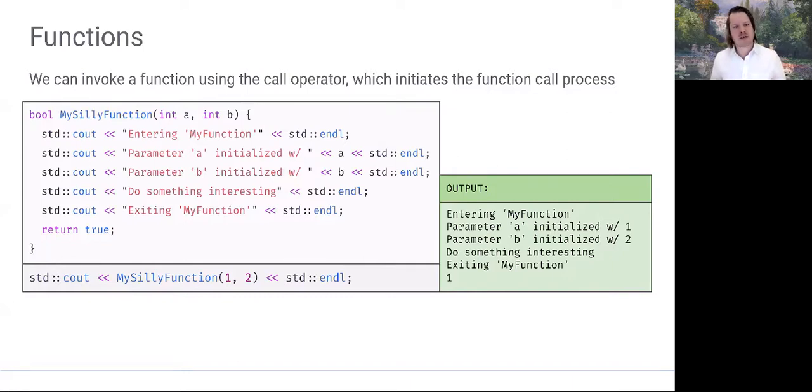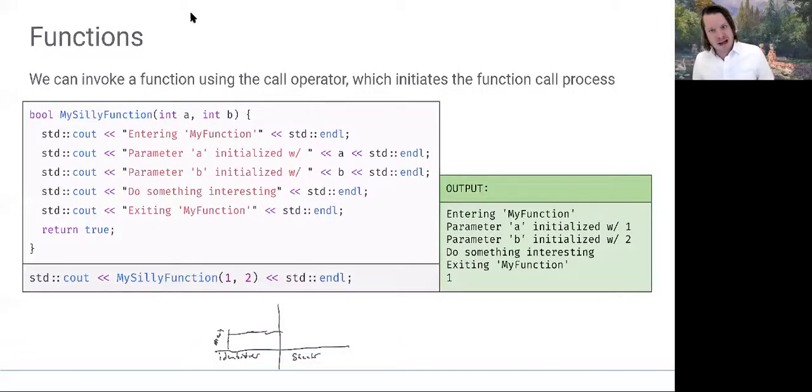It's doing nothing interesting. It's printing to std out, entering my function, parameter a initialized with whatever value is stored in a at this point, parameter b initialized with whatever is stored in b. Then do something interesting, but it's not going to. That's why it's silly. And then exiting our function. So if we invoke or execute some application that makes a single call to this function within its main, here's what's happening.